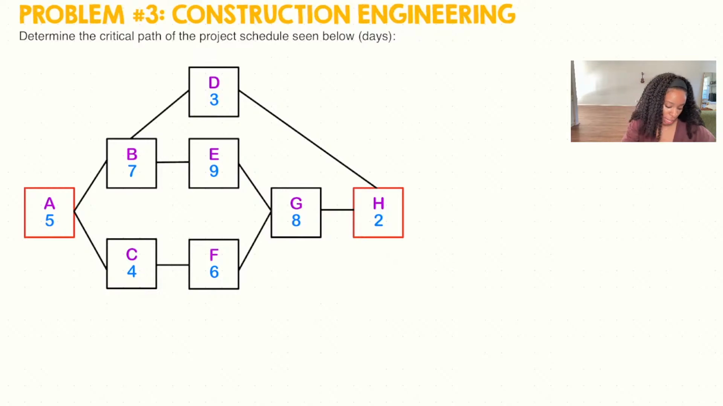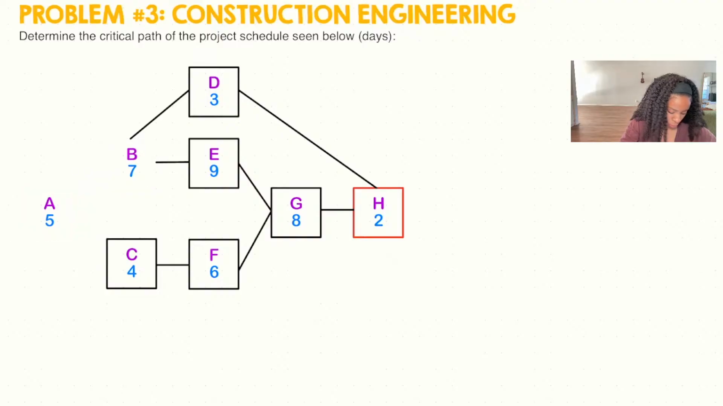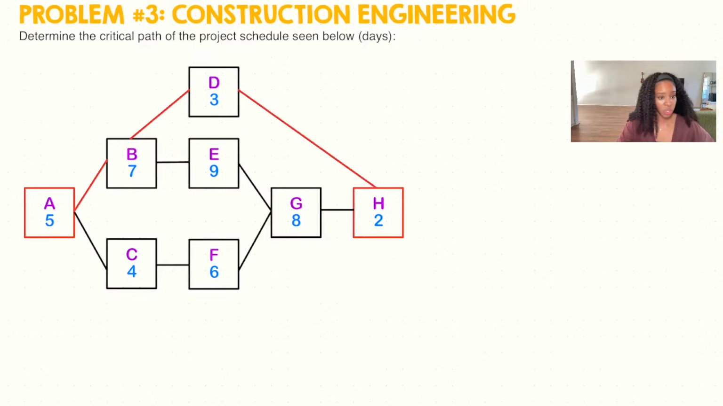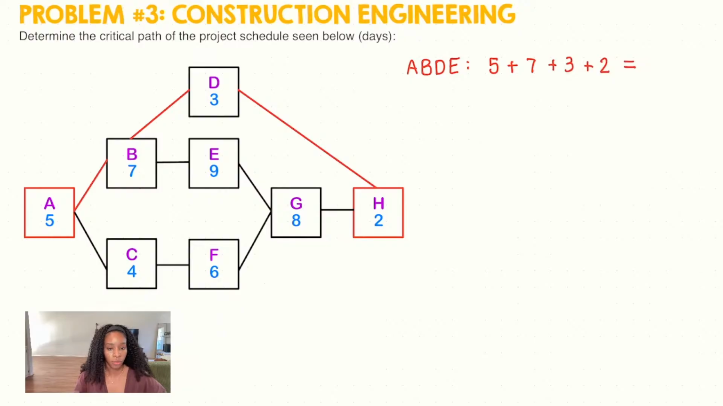So I'm seeing that one pathway we can take is A to, oh, don't want to erase. We can go from A to B. We can then go from B to D, and we can go from D to H. So I'm just going to add all of those task durations up. So that would be A, B, D, E. We would get 5 plus 7 plus 3 plus 2. And let me move my face.